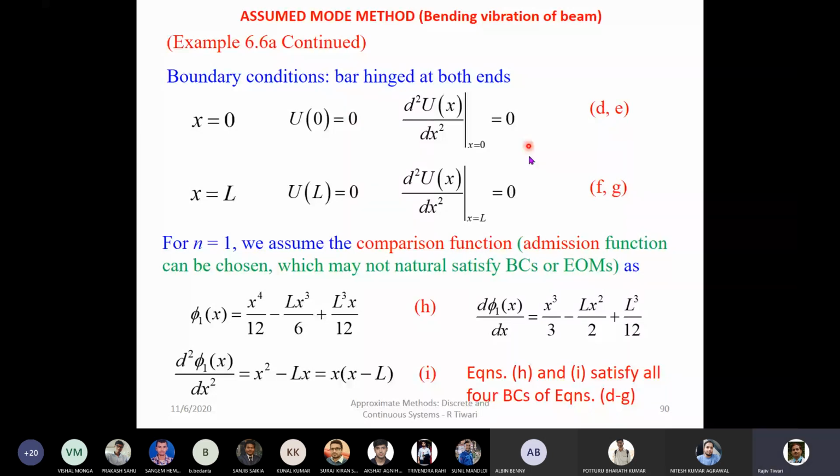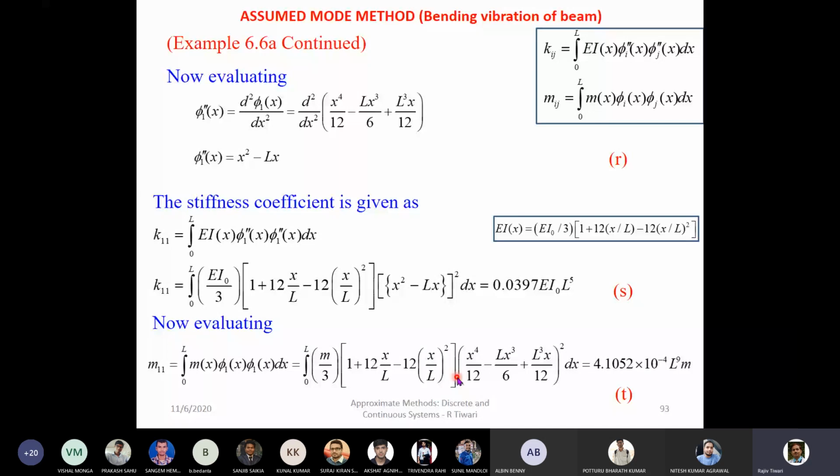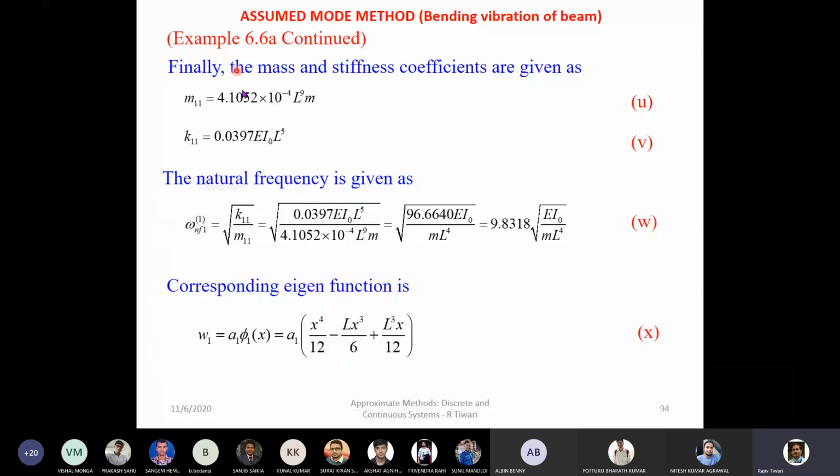So we can substitute. These are the same expressions, because there is no change in this, only the k11, m11 we can obtain. Only thing we need to do is use the new function which we have chosen. In this expression there is no change, only the functions are getting changed. So we got 9.8. Earlier with the admissible function we got 10 point something. So this is lesser. So we expect this is more accurate as compared to the previous one.